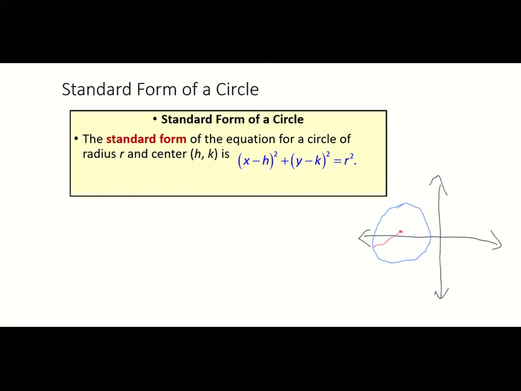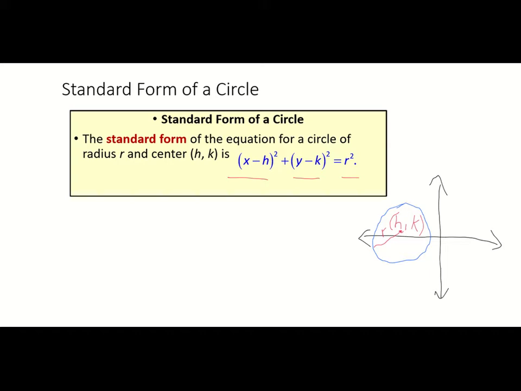In your standard form of your equation, your radius is r, and the coordinates of the center are always (h, k). So the standard form for an equation of a circle is (x minus h) squared plus (y minus k) squared equals the radius squared. And again, you can describe a circle just by knowing the radius and the circle's center.